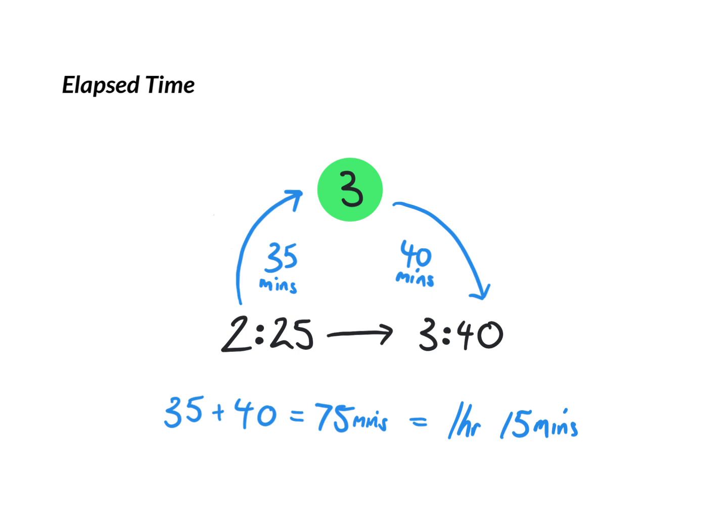Now that you've learnt this strategy of using a benchmark to solve elapsed time, or durations of time, what I want you to do is go and have a go at this yourself. Try to work out the duration between two times yourself. See how you go. Use a benchmark and try to work out what the duration of time is.